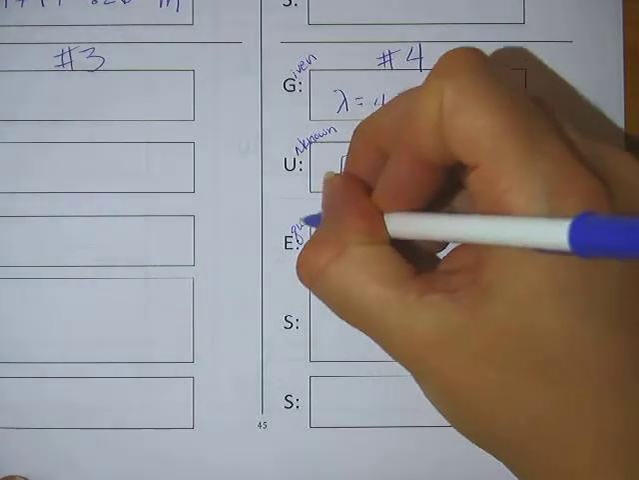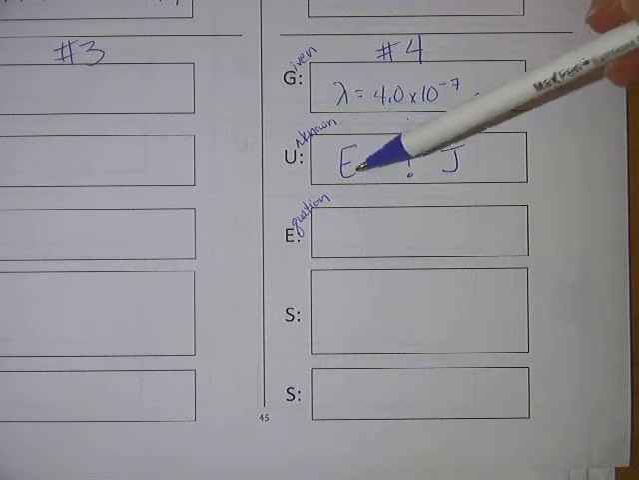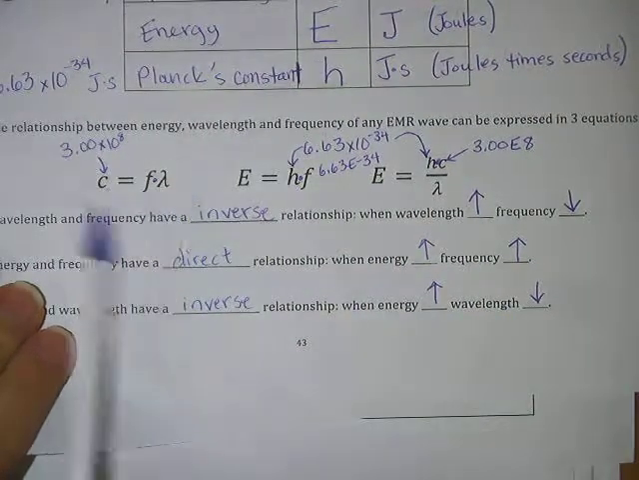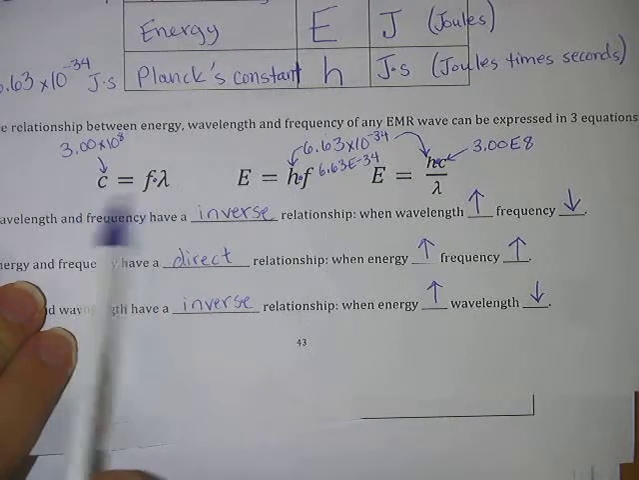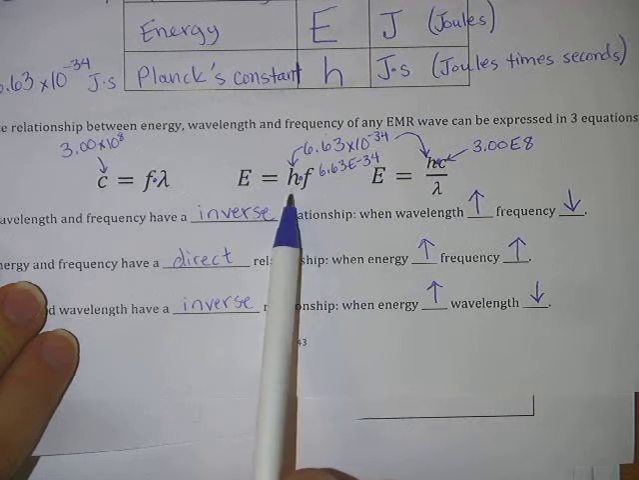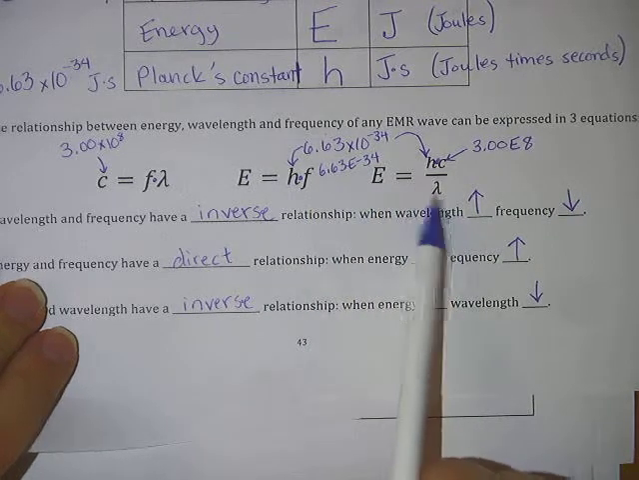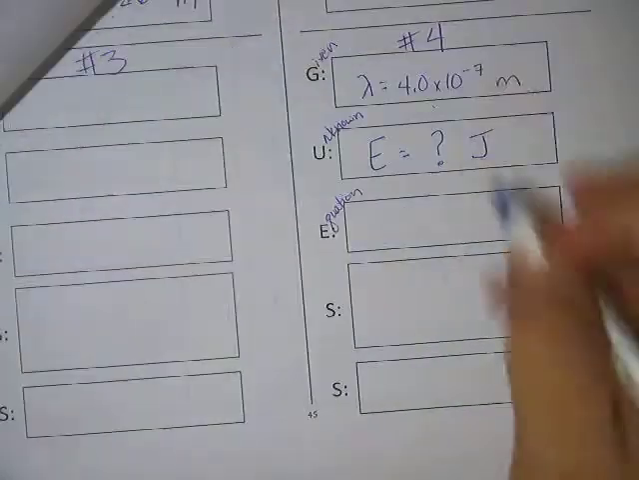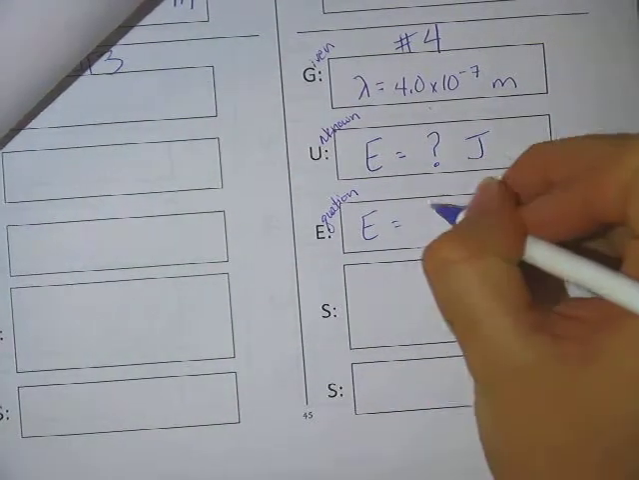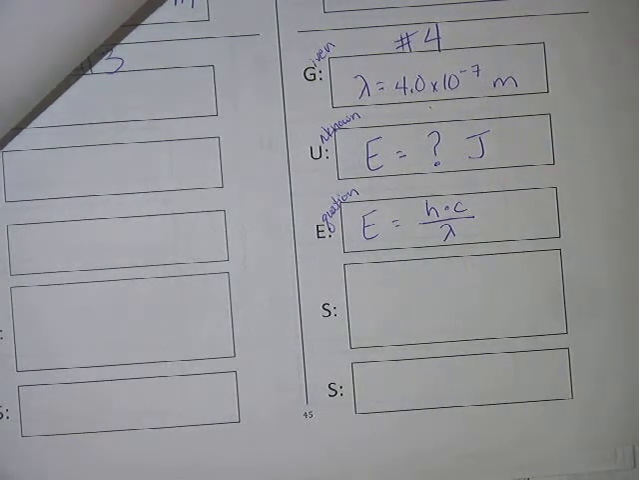Now I need an equation that has both of these letters, lambda and energy, E. If I look at this first equation, it has lambda, but it does not have E. The middle equation has E, but it does not have lambda. I need this last equation. It's the only one that has both E and lambda. So I'm going to take this equation, I'm going to copy it in here. E equals H times C divided by lambda.